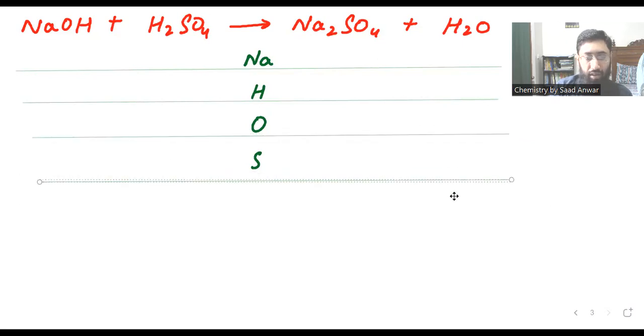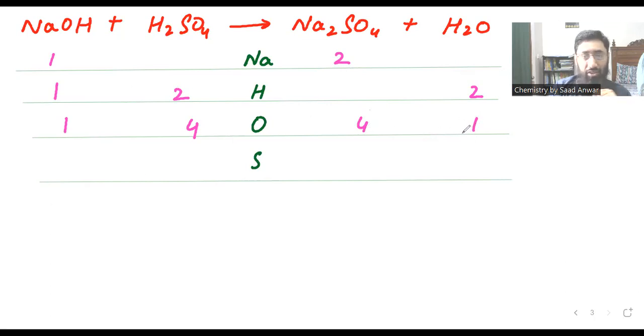Okay, so guys, now you can see that sodium is one here, sodium is two here, which means sodium is not balanced. Hydrogen, how many hydrogen? Two hydrogen from sulfuric acid and one hydrogen from here, three hydrogen, and here we have two hydrogen. Hydrogen is again not balanced. What about oxygen? Four oxygen from here and one oxygen from here.